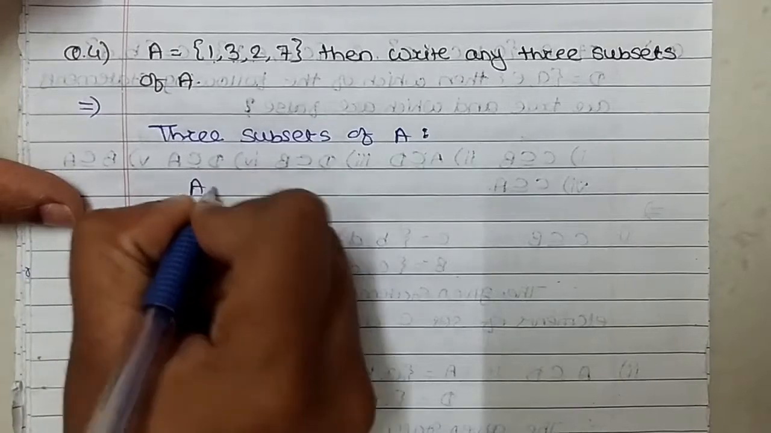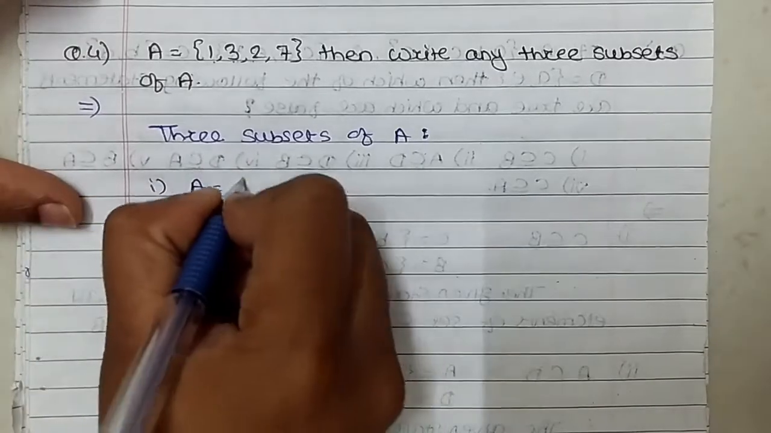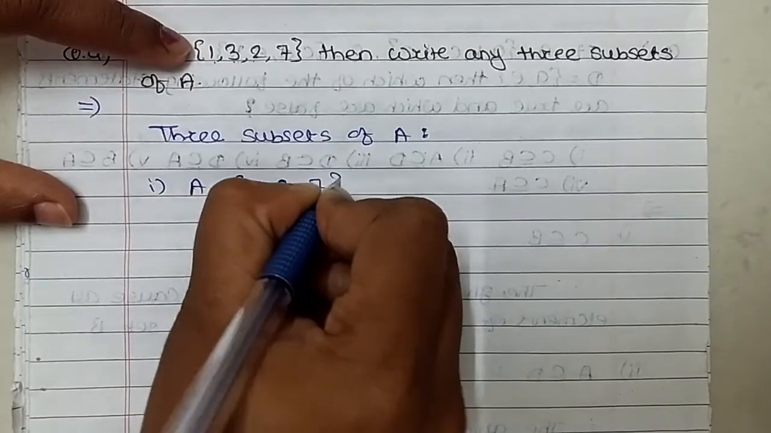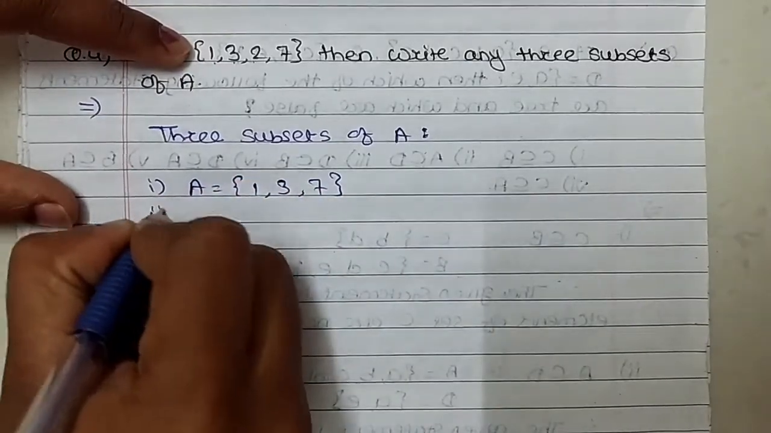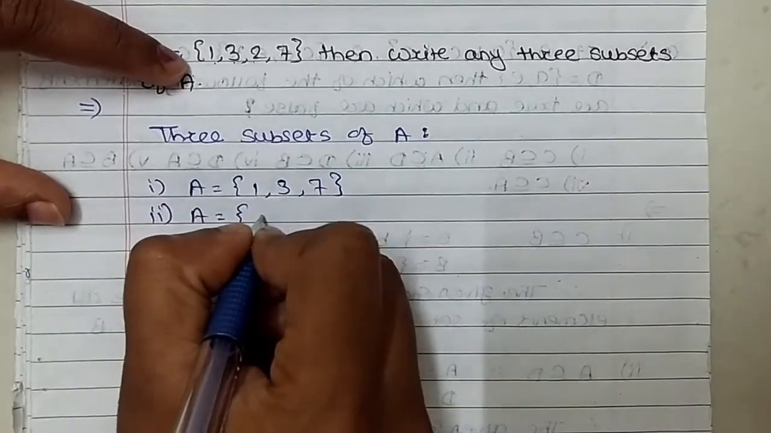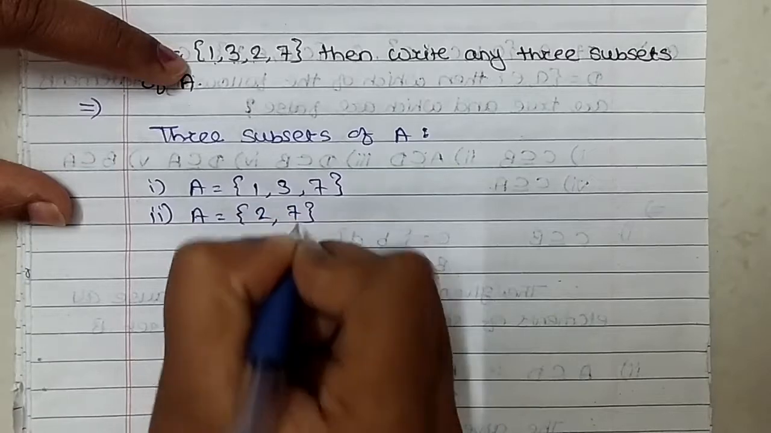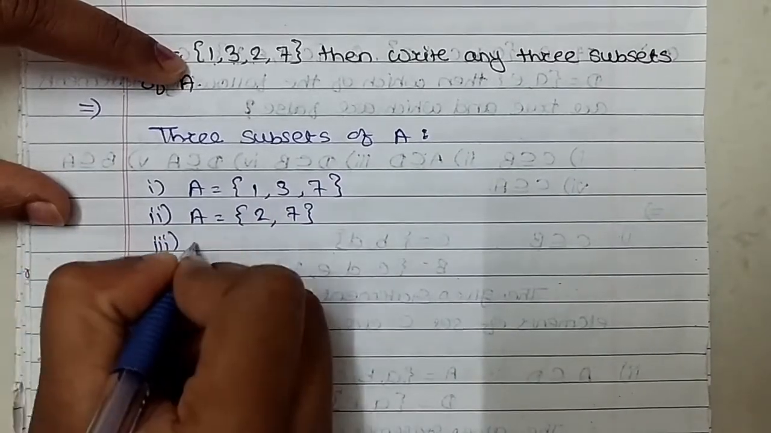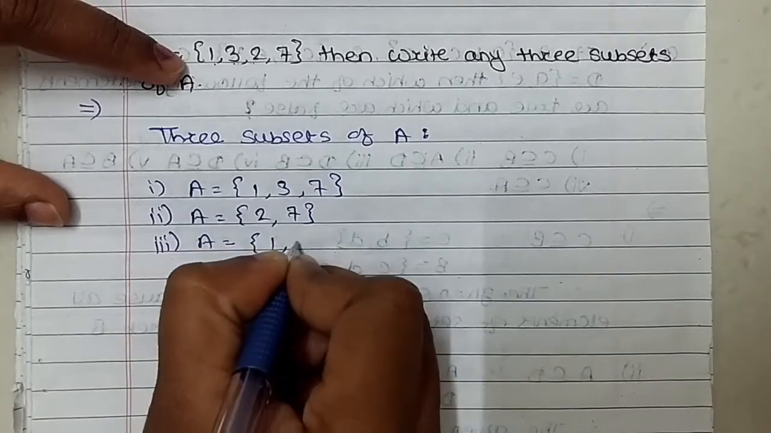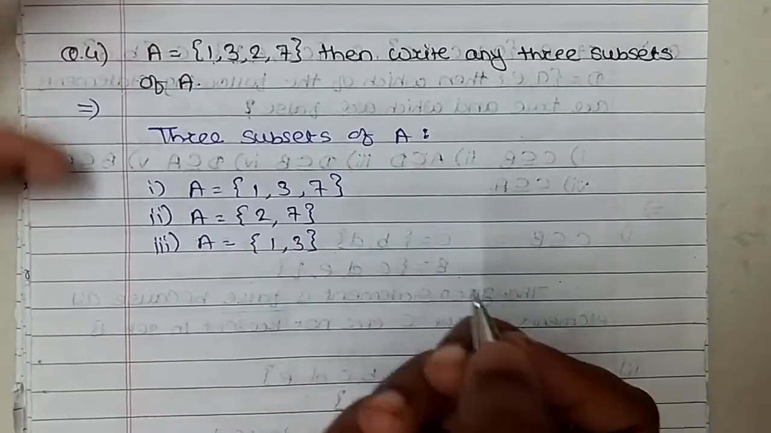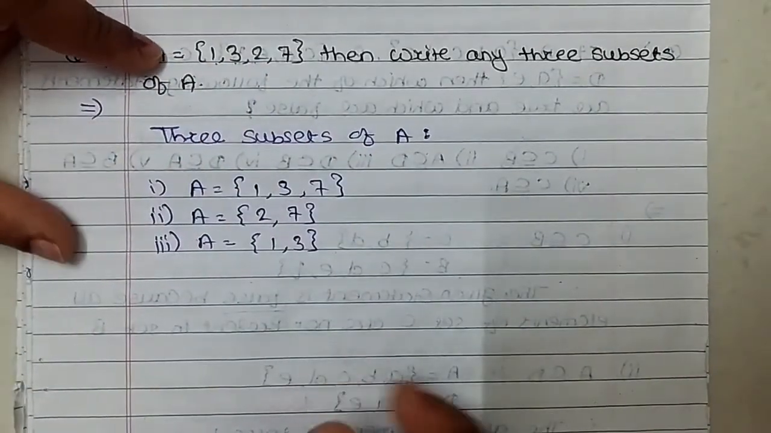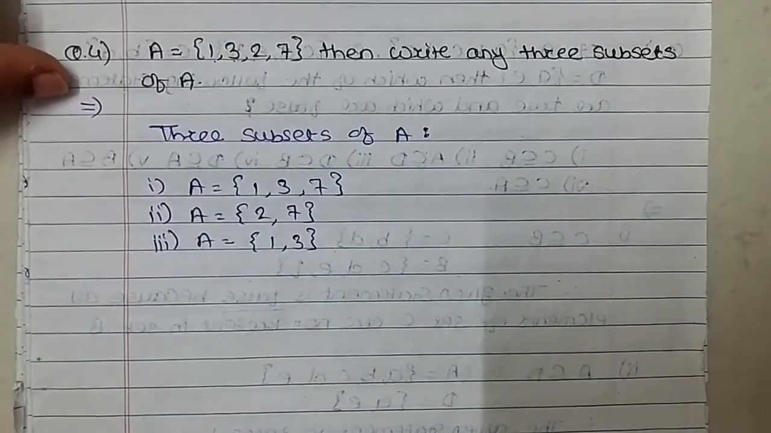Suppose your first subset is A is equal to {1, 3, 7}. This is your first way. Second, A is equal to what? {2, 7}. Third, A is equal to {1, 3}. That means there are many ways to write down the subsets of the given set. Okay, clear? So this is your solution of the second question.